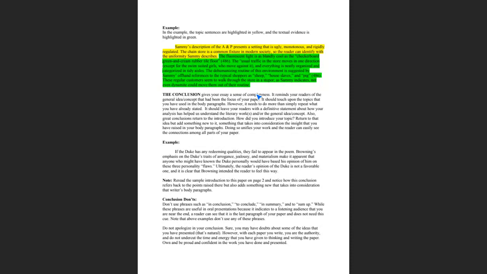For the conclusion, it gives your essay a sense of completeness and reminds your readers of the general idea of the concept of your paper. It touches upon the topics that you've used in the body paragraphs. However, with the conclusion, you want to do more than simply repeat what you've already stated. You want to leave your reader with a definitive statement about your analysis and how it's helped us understand the literary work. And one of the things that I think is really great to do with the conclusion is have that conclusion pick up in some of the same ways that your introduction started the paper.